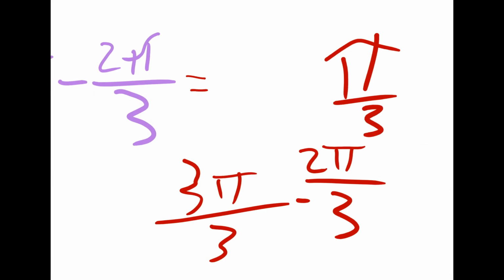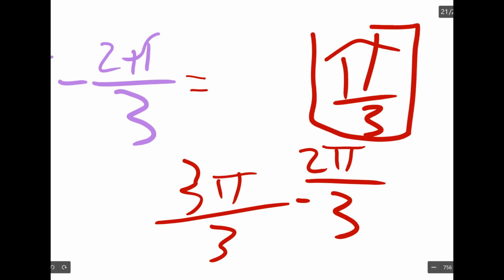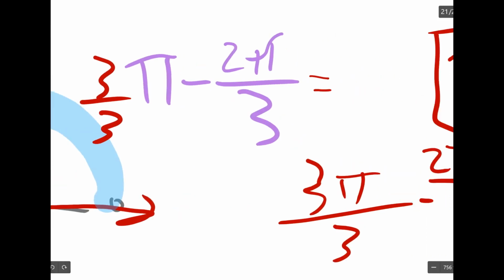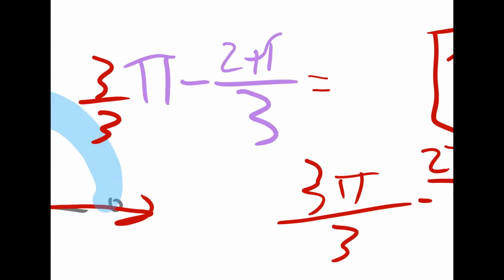So box that. Which quadrant are we in? 2. So just do Roman numeral 2. Wait, are we in 2? Roman numeral 2. We're in 2. Yeah, Roman numeral 2.